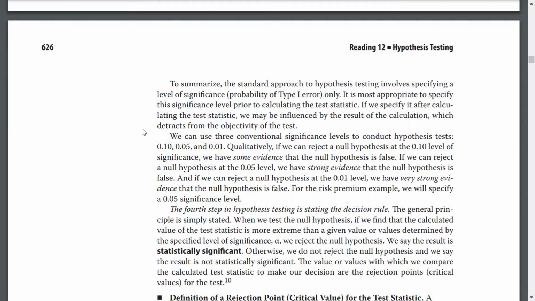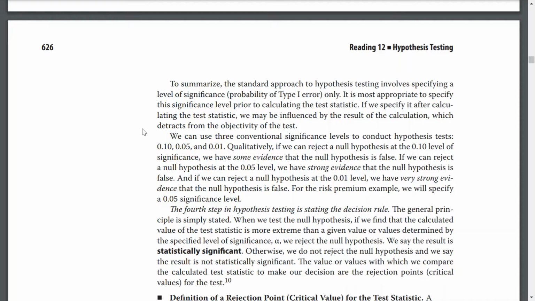If we can reject a null hypothesis at the 0.05 level, we have strong evidence that the null hypothesis is false. And if we can reject at the 0.01 level, we have very strong evidence that the null hypothesis is false. For the risk premium example, we will simply specify a 0.05 significance level.